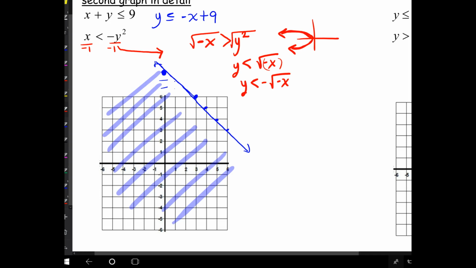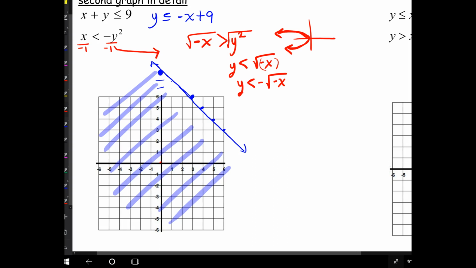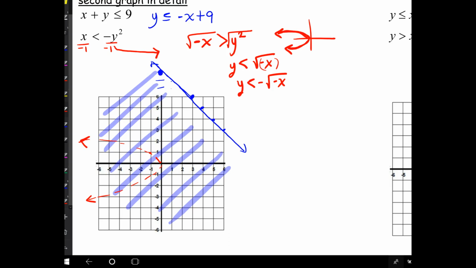Now the less than symbol, how is that going to change the boundary line? Make it dashed. So I'm going to have a dashed line through this, and then this piece as well. And it's less than, so where am I going to shade? Inside. Good, I love that.